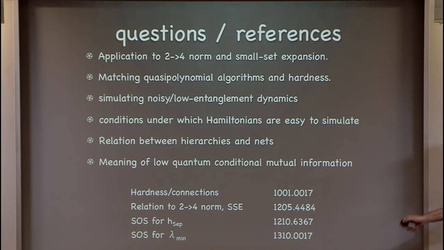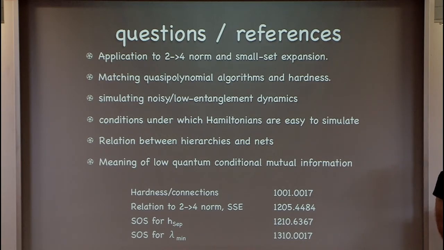But it feels in some ways like we're close, and it'd be very nice to be able to get that. In general, we have some quasi-polynomial algorithms and some quasi-polynomial hardness. Sometimes they match, sometimes they don't, and getting them to match in more cases would be really cool. Dynamics, I think, is another place where these hierarchies could be used.